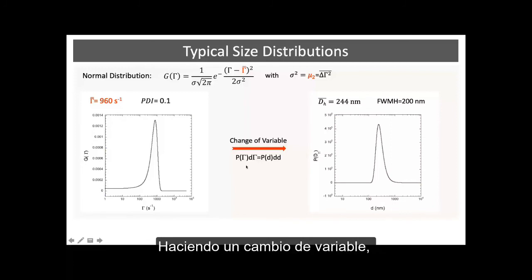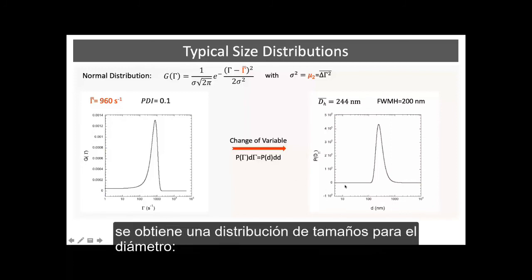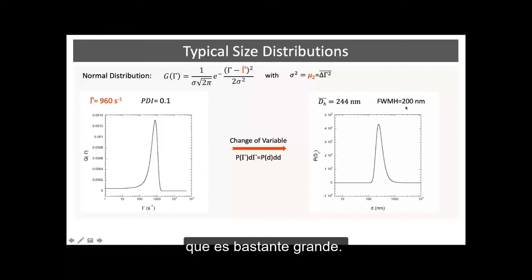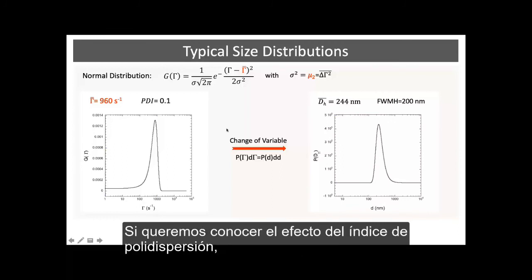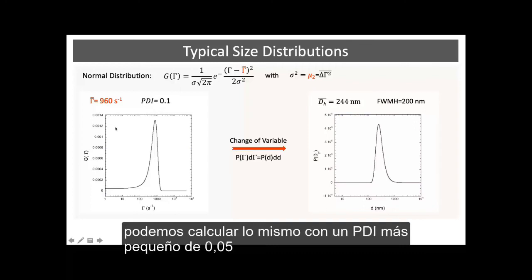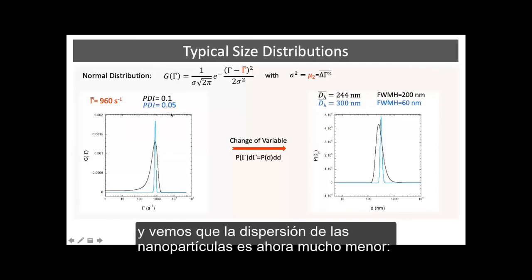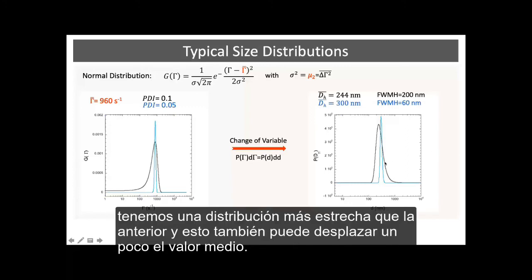And by doing a change of variable, you obtain the size distribution for the diameter. You would find here 244 nanometers with a full width at half maximum, which is quite large. If you want to know the effect of the polydispersion index, we can calculate the same thing with a smaller polydispersion index, half as small, so 0.05, and you see that the dispersion of the nanoparticles is now much smaller. You have a full width here which is much narrower than the previous one, and this can also shift a bit the average value.